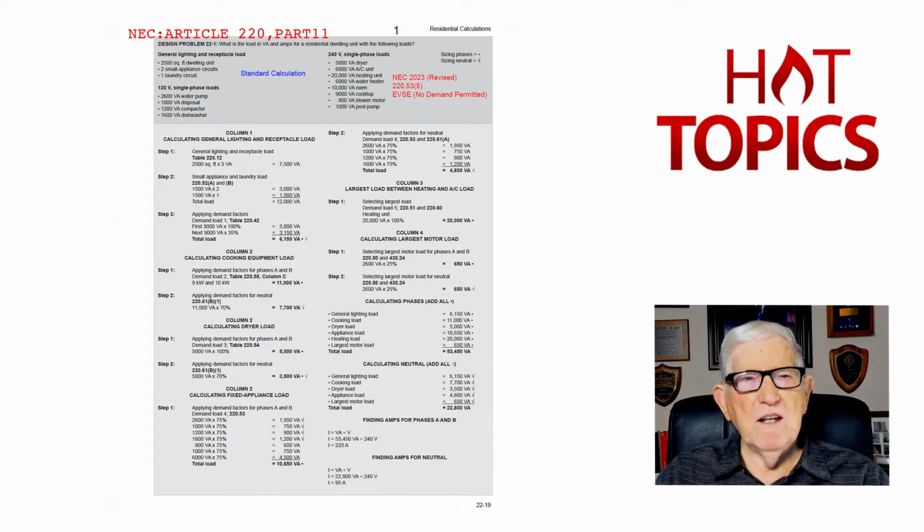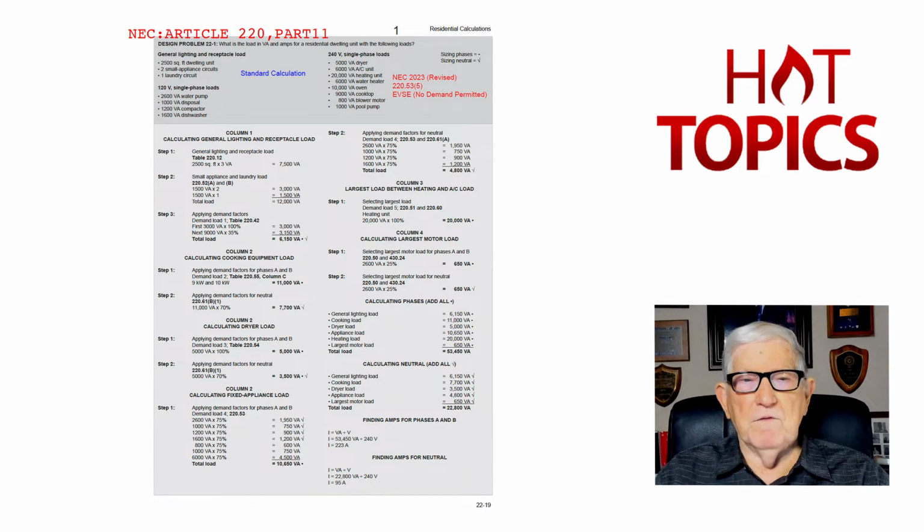Notice that this comes out of our design book, chapter 22, Stallcup's Electrical Design Book. What is the load in VA amps for a residential dwelling with the following loads? There's three basically that we always look at as a designer, installer, or inspector. You have the general lighting and receptacle load, the 3VA, the 120 volt loads, and then your 240 volt loads. Then you know what you're dealing with if you happen to be an inspector or electrician.